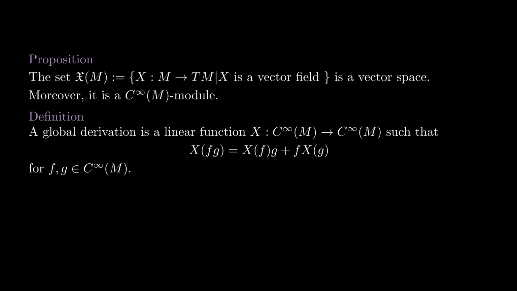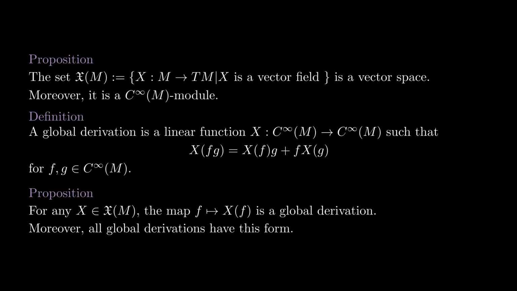Just like pointwise derivations come from curves, global derivations come from vector fields. For any vector field x, by definition there is a linear function that assigns to a smooth function f the function xf. It is not hard to compute that this is a derivation, and it turns out that all global derivations arise this way, so we can identify the space of global derivations with the space of vector fields.